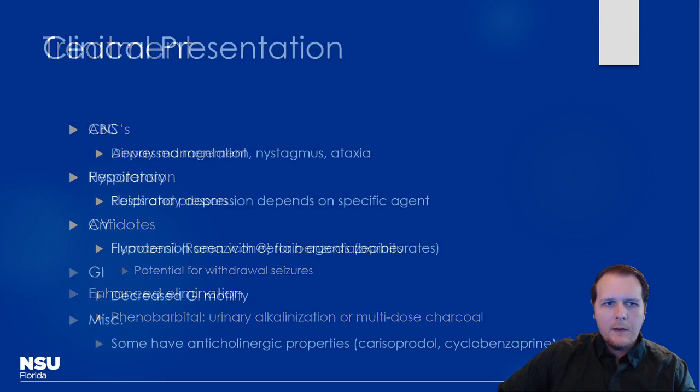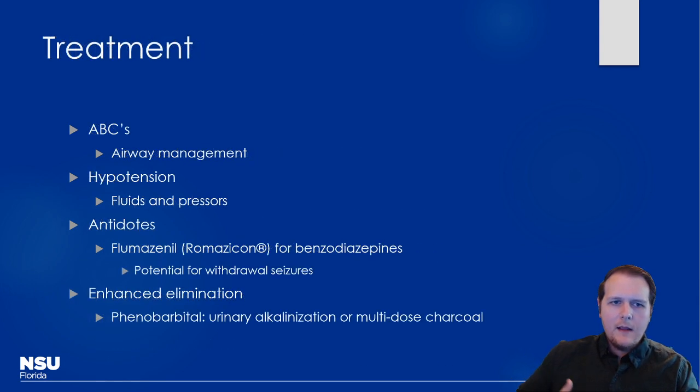So how we're going to manage these patients is mainly going to be airway management. So if you need to intubate, and then help with the hypotension with fluids and maybe pressors if you need to, like we talked about before. The only antidote we have here is for benzos only. There's no antidote for barbiturates, there's no antidote for muscle relaxants, but we do have flumazenil for the benzos.